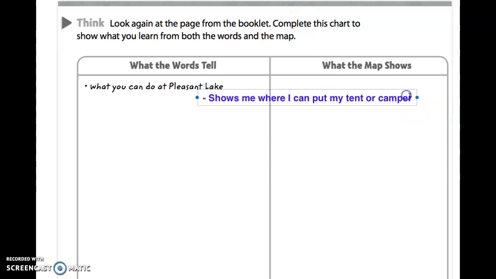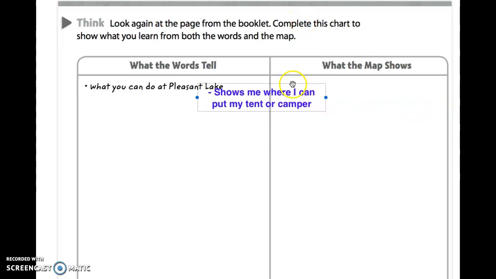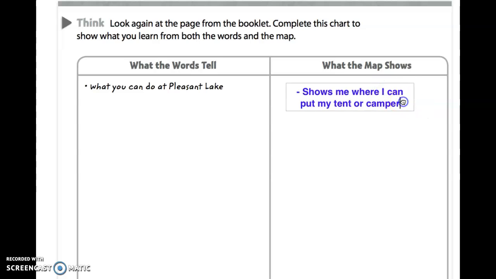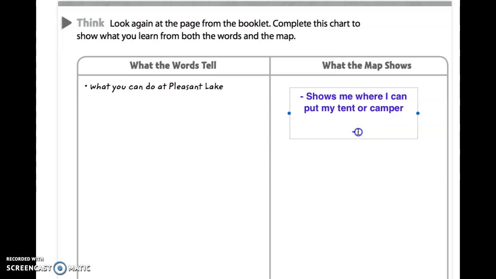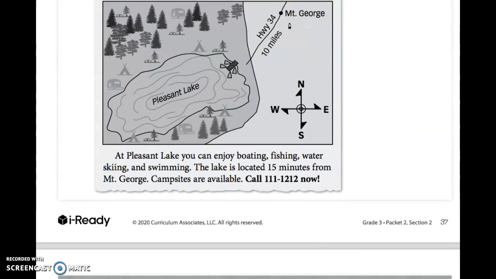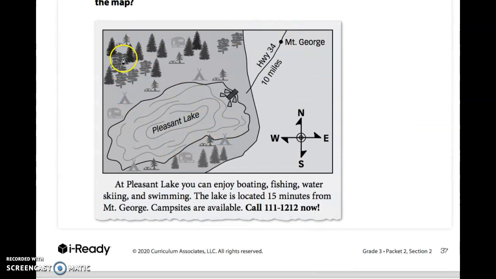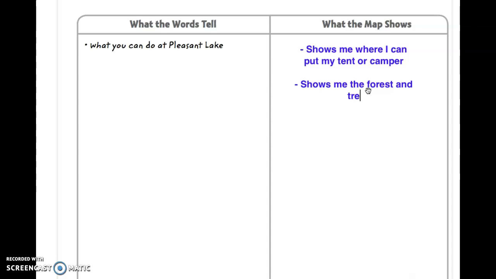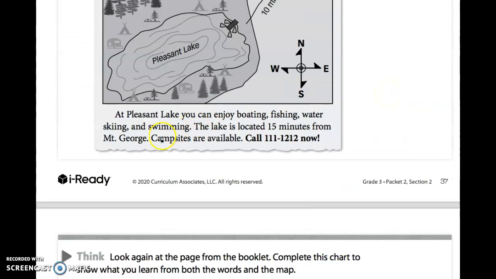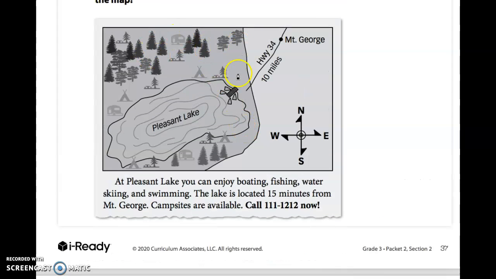What else does the map show you? Let's finish with some of this map stuff. What else can it show you? Do you see? I see the forest. Do you see it? It shows me the forest. Shows me the forest and trees. You can see that. The writing didn't talk about that, but I can see.